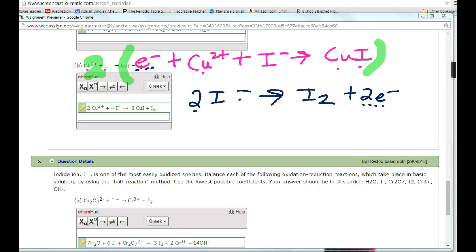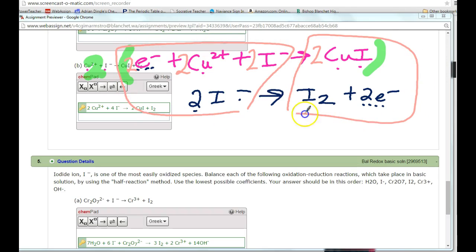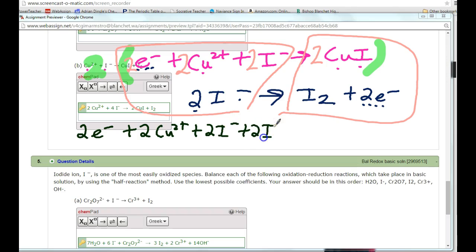So let's go through there and see if we can do that. 2 times 1 is 2. 2 times 1 is 2. 2 times 1 is 2. 2 times 1 is 2. And now we're going to add the left sides and the right sides, and we'll see if we actually end up with what the answer is. And I might include some stuff in there. So 2e minus plus 2Cu, 2 plus 2I minus plus 2I minus, arrow 2CuI plus I2 plus 2e minus.